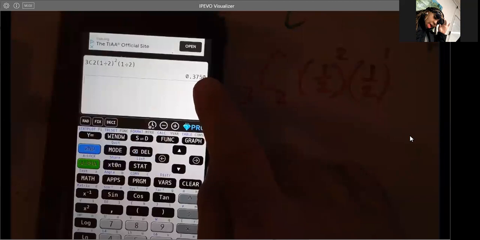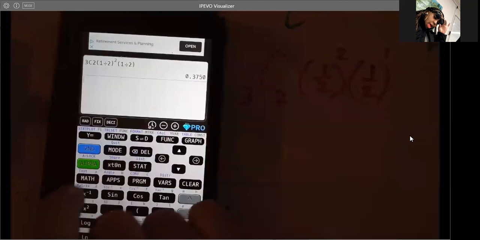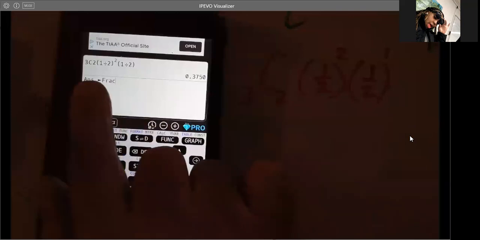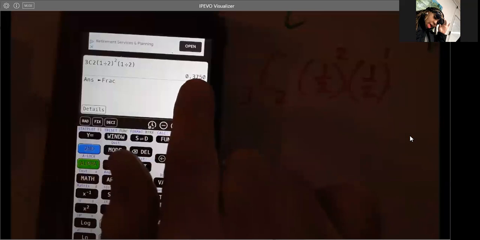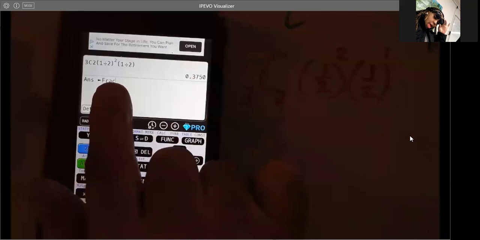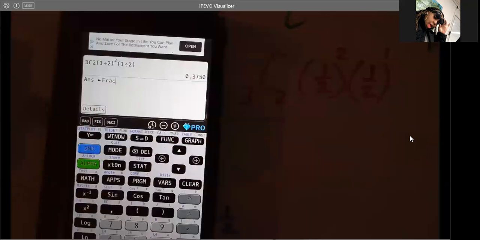But we want a fraction. The way we can do that is go to math, and then go to number, and maybe here it is, math, and then fraction. So you see answer, right? That's the last answer you had. You want to convert it from a decimal to a fraction. Hit enter, and there's your fraction. So your answer is 3 over 8. Okay?